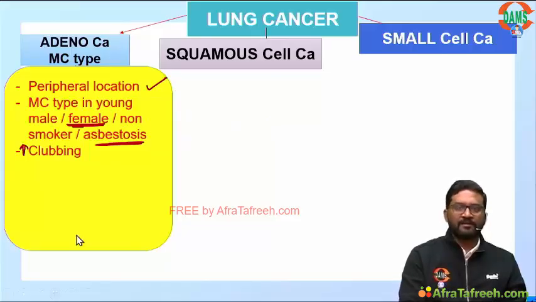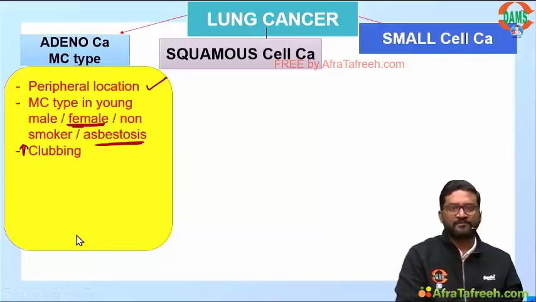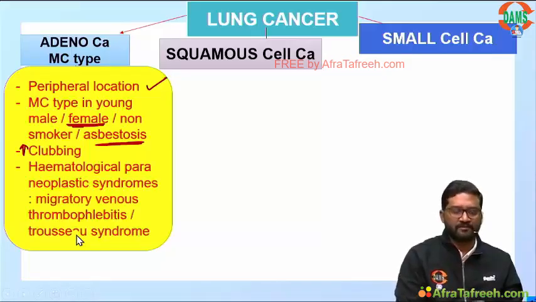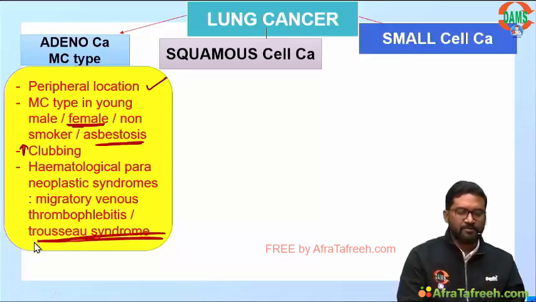And in malignancy, apart from direct manifestations, the tumor cells produce a few substances and give a few indirect manifestations. Those indirect manifestations you should also know. What are those indirect manifestations called? Paraneoplastic syndromes. Adeno is famous for Trousseau syndrome.